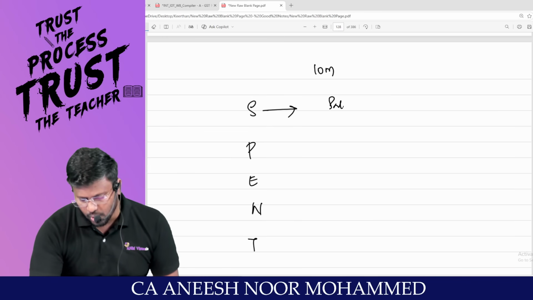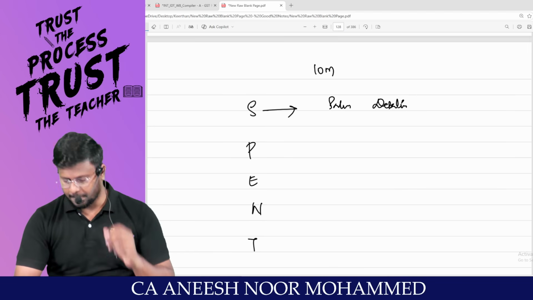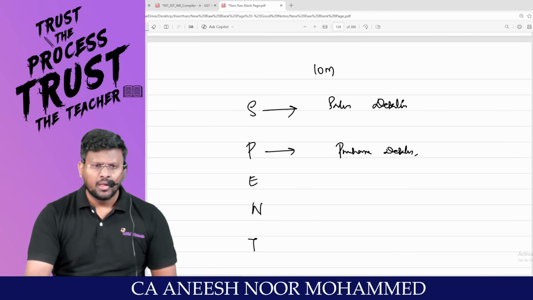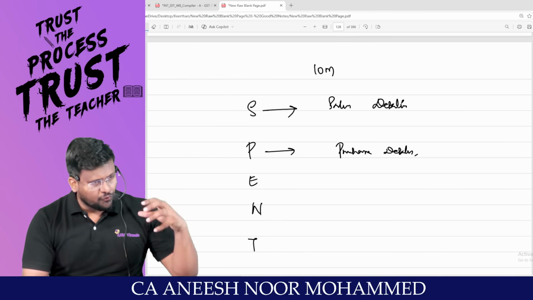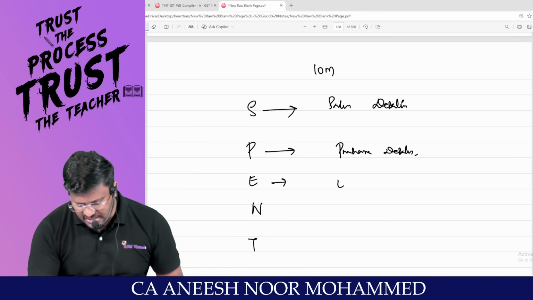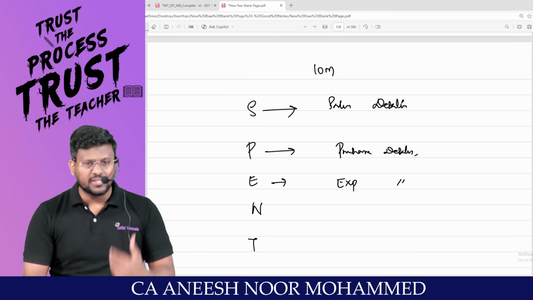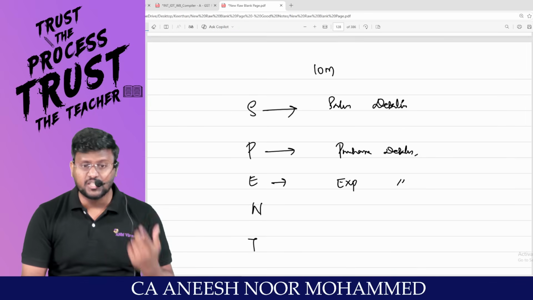S stands for sales details. The sales details will give us outward supply. P stands for purchase details. This purchase details will give us ITC, our ITC for the current month. Sir, E stands for expenses details. Even this expenses details will give us the ITC for the current month from expenses.